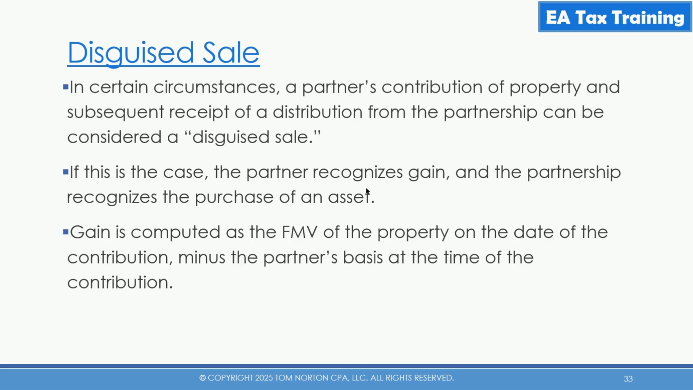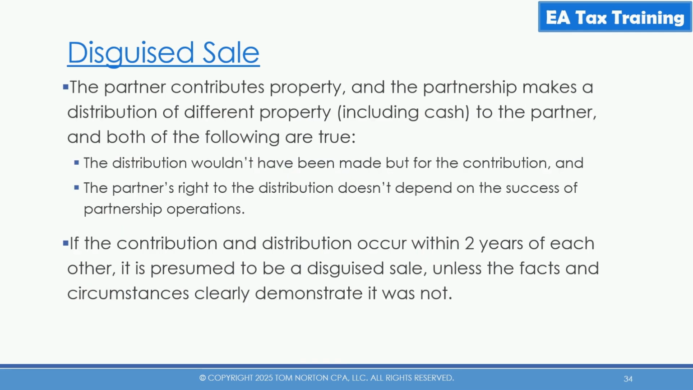The gain for the partner will be computed as the fair market value of the property on the date of the contribution minus the partner's basis at the time of that contribution. And then, of course, the partnership itself will now have an asset, and the basis will be the full fair market value. So, when will these disguised sale rules kick in? If the partner contributes property and the partnership makes a distribution of different property, including cash, to the partner, and both of the following are true, then it will be a disguised sale. So both of these things have to be true.